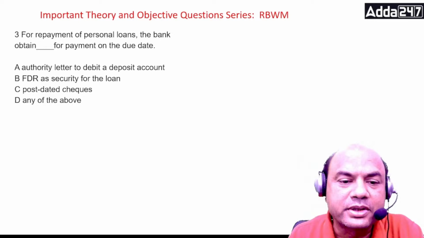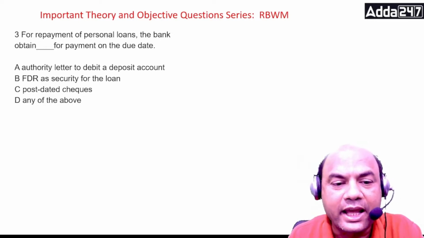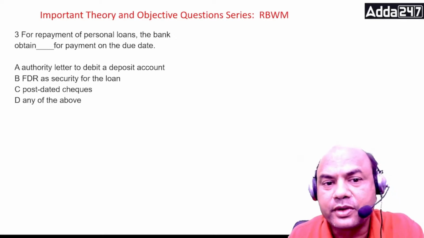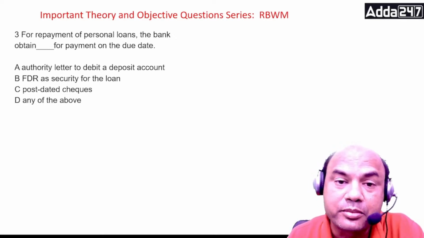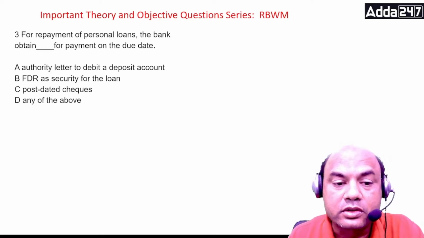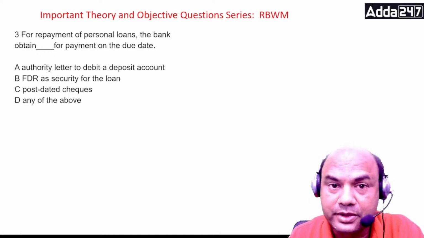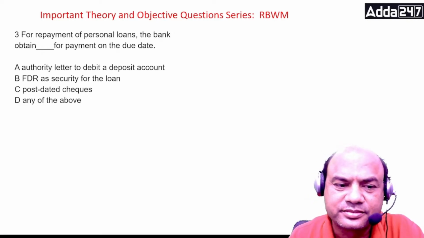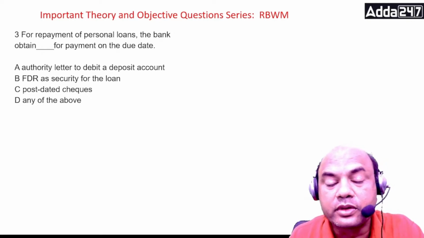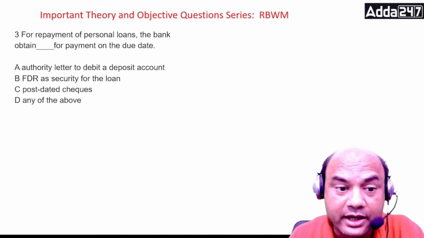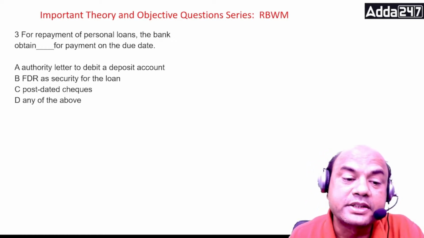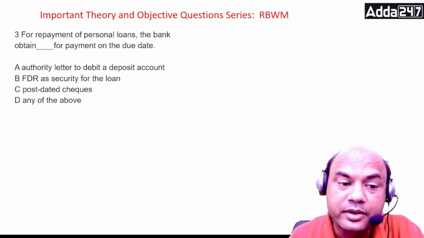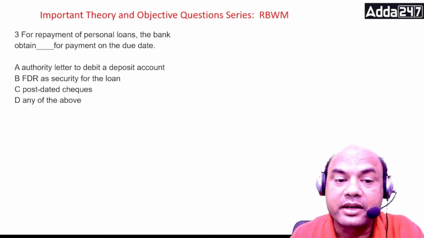For prepayment of personal loan, the banks obtain dash for payment on the due date. So what does the bank obtain? Means if I give you the PL, what should I take from you? Number one, authority letter to debit the deposit account, means your savings account. Okay, directly SI, standing instruction. FDR as a security for loan. I can take that also. Post dated checks, PDCs. That also. Any of the above. So what should a bank take?